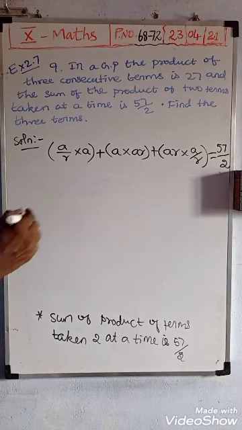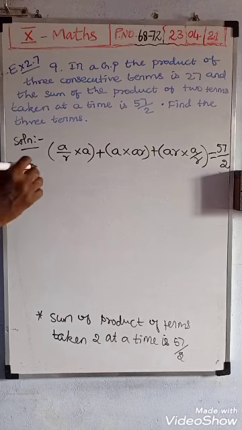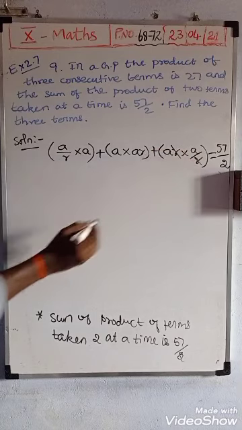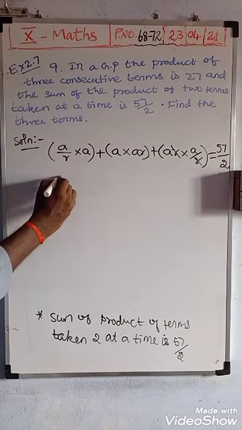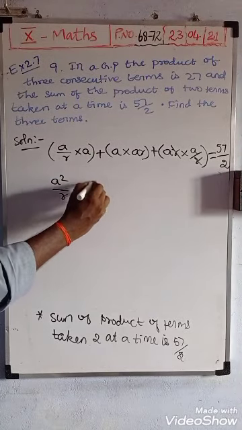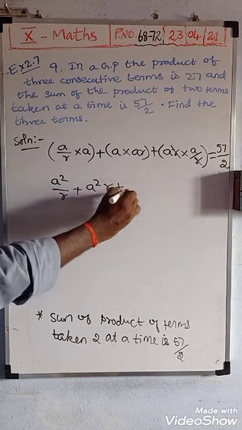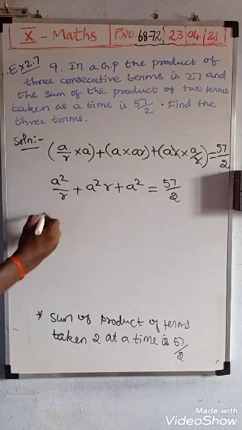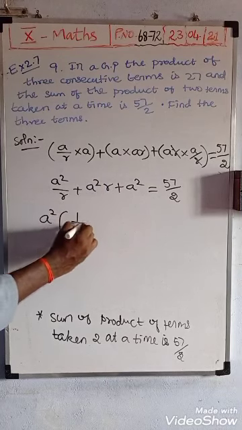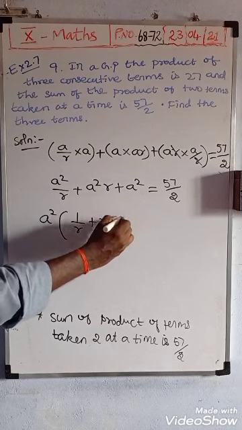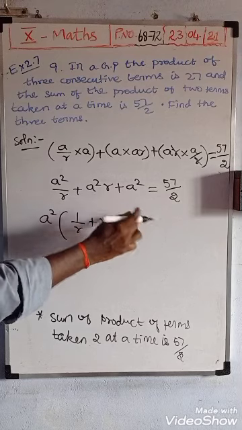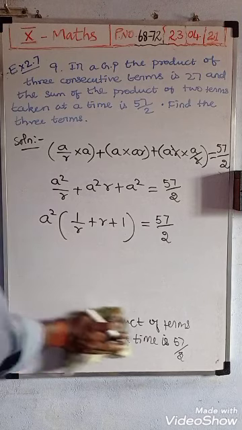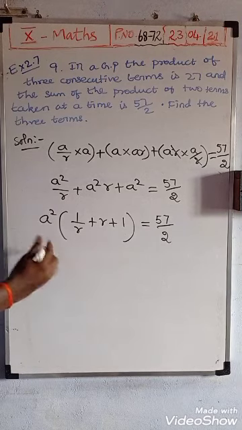Okay, now what will be cancelled? Here r alone will get cancelled. Remaining a squared by r plus a squared r plus a squared is equal to 57 by 2. a squared is common, take it outside, remaining 1 by r plus r plus 1. Now next step, substitute the a value. So a is equal to 3.